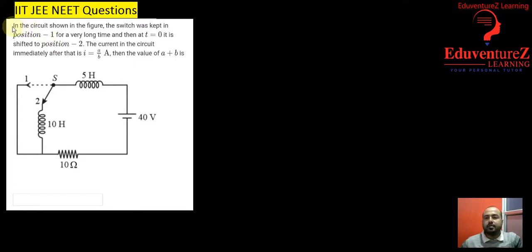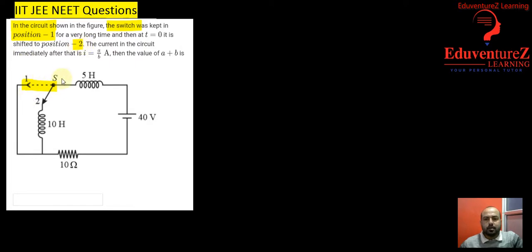Hello student, here is a question which says: in the circuit shown in the figure, the switch was kept in position 1. So this is position 1, and this switch is kept at this position for a very long time. This is the circuit. Now at t equal to 0, it is shifted to position 2.